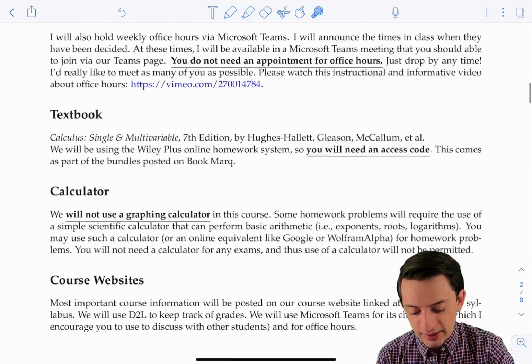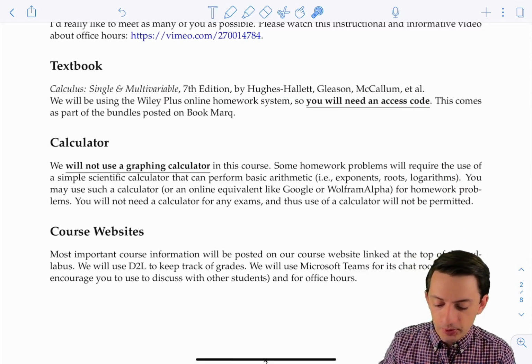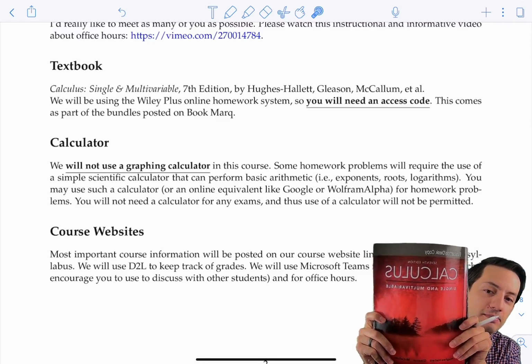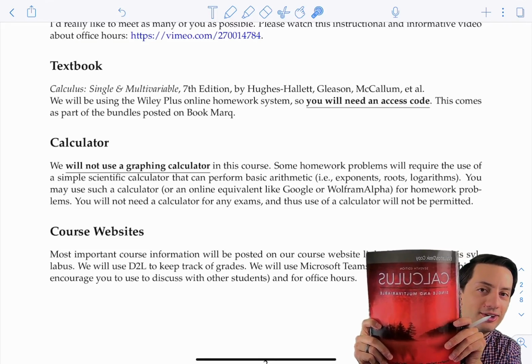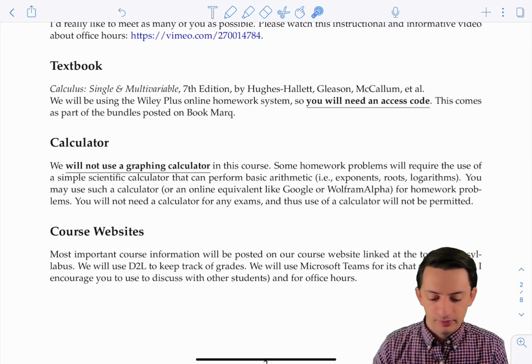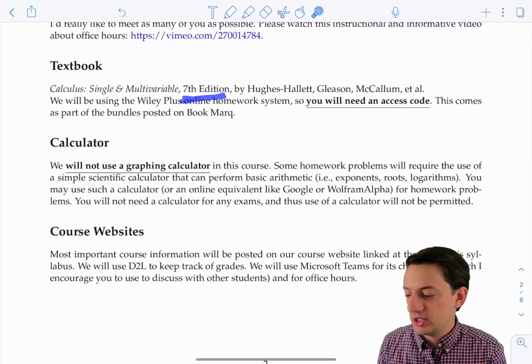On to the textbook. So we're using a textbook called Calculus, Single and Multivariable, and I guess this is going to be backward for you. I'm still trying to figure out this technology, so bear with me. But it's got this red cover here, and we're using the 7th edition.